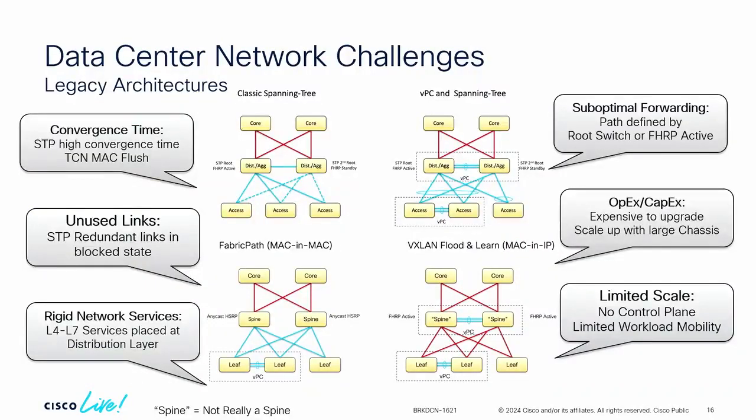There were a lot of challenges, as I mentioned before, when we looked at these different architectures: scale, unused links, redundancy, efficiency, not the best type of forwarding. And there are different costs associated with these technologies. So we needed to understand the problems and challenges with the legacy architectures and how we could evolve. So there was a need to introduce this concept of network virtualization overlays.